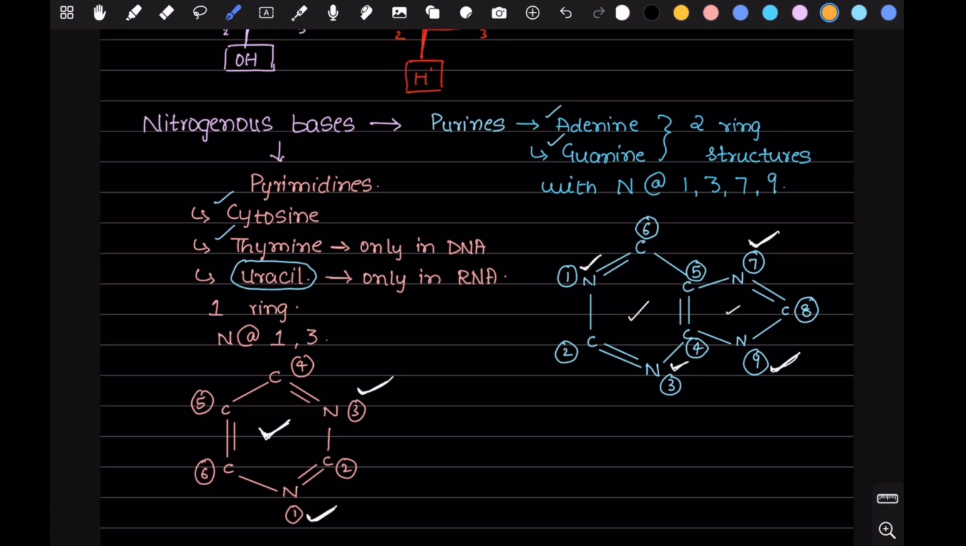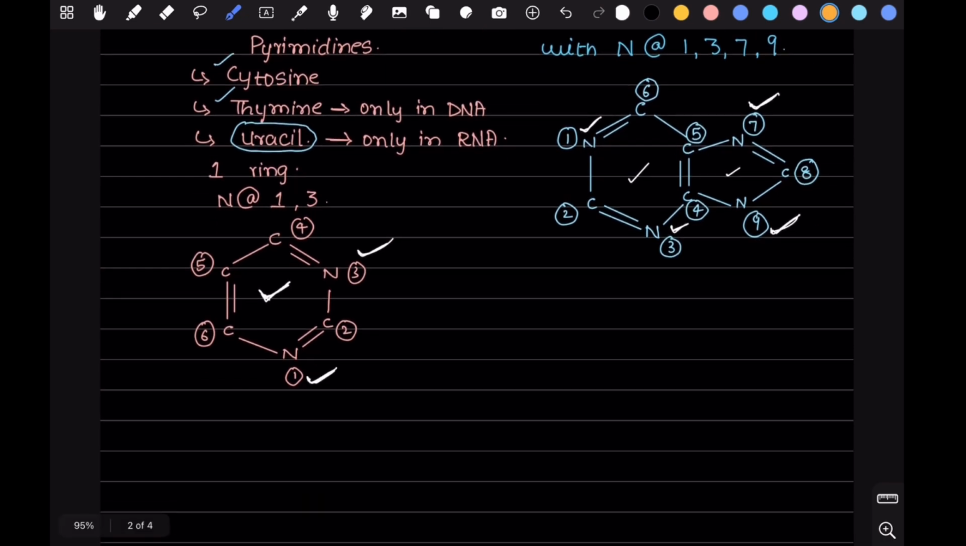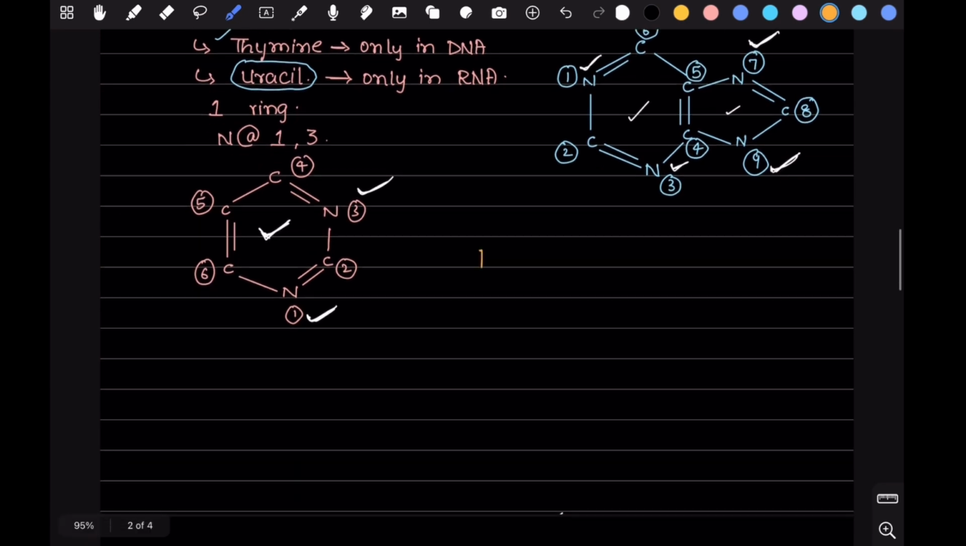There are three pyrimidines: cytosine, thymine and uracil. The thymine is present only in DNA while uracil is present only in RNA, and the single ring structure has nitrogen at the first place and the third place only. And another point you should remember in the DNA structure is the purines are always bound with pyrimidines.